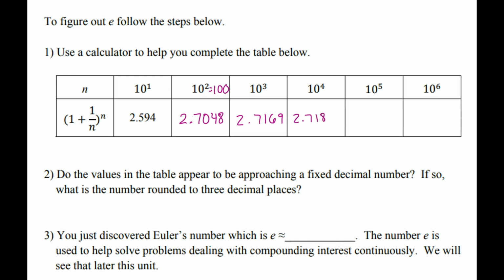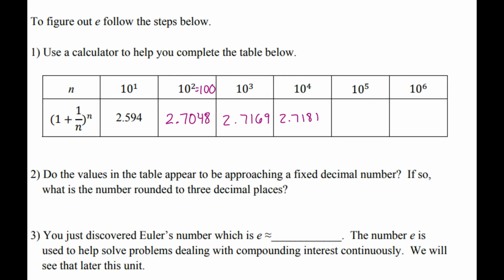2.7181. It was 2.7181, and then the second was 2.7182, and then the last one was 2.7182. No, it's 2.7182. Both of the last two are the exact same.